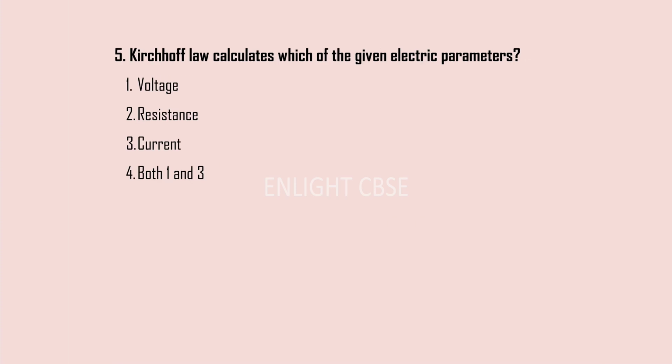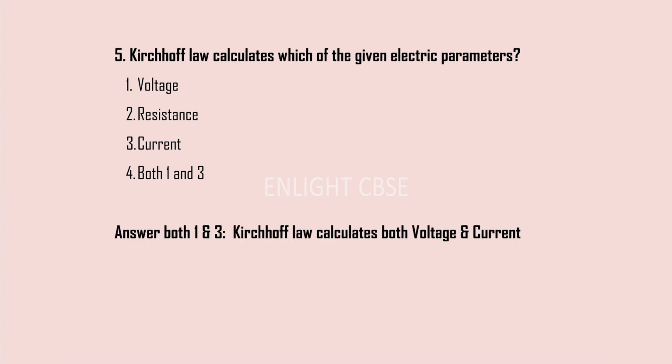Question 5. Kirchhoff's law calculates which of the given electric parameters? 1. Voltage, 2. Resistance, 3. Current, 4. Both 1 and 3. Answer: Both 1 and 3. Kirchhoff's law calculates both voltage and current.